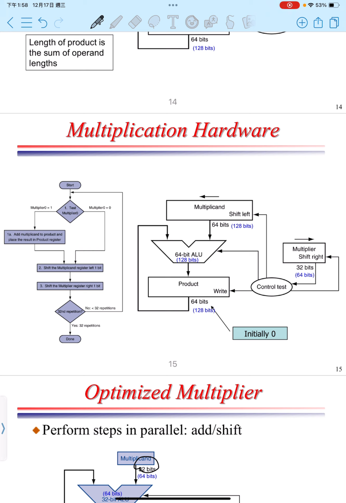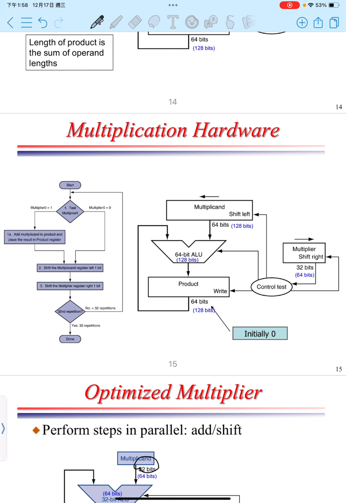After that, two shifts happen. The multiplicand is shifted left by 1 bit. The multiplier is shifted right by 1 bit. This sequence repeats for the fixed number of iterations, usually equal to the number of bits in the multiplier, such as 32 times for a 32-bit multiplier.